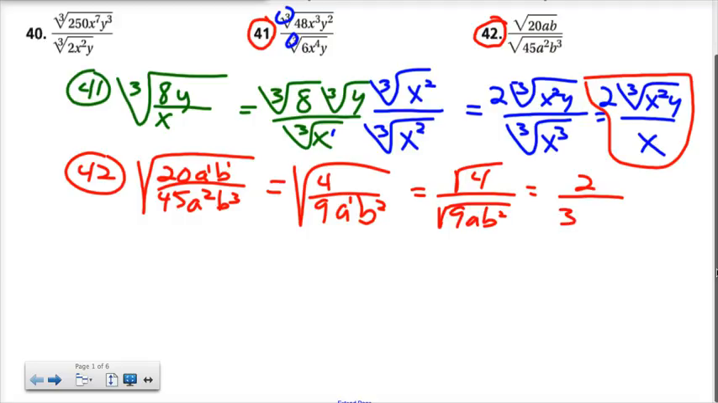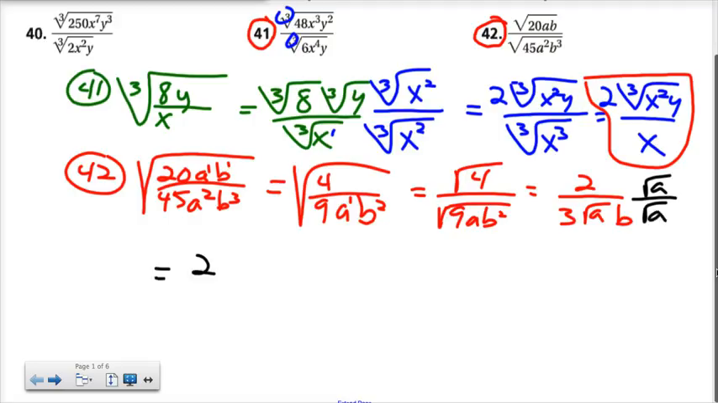Square root of a, nothing I can do about that just now. And then the square root of b squared is a nice b. So things are looking much better than they did at the beginning. But I still have that square root of a in the denominator. So what I have to do is multiply my numerator and my denominator by the square root of a.